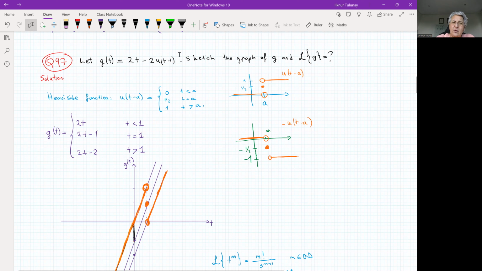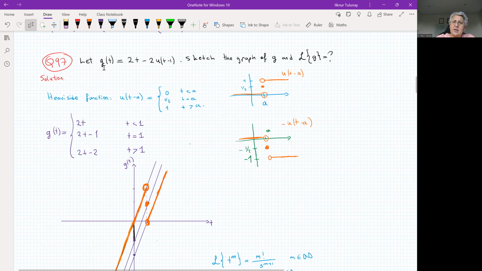Now, let's have a look. So this is a side note here. This thing here is a side note. This is just an introduction. This is to help us to understand. Actually, the solution starts from here. And g(t) is given by this formula.